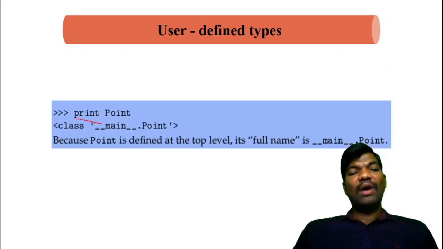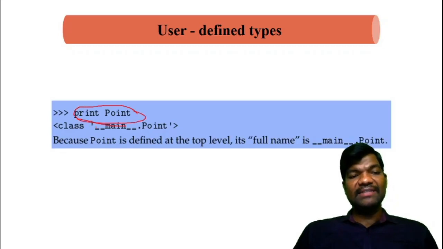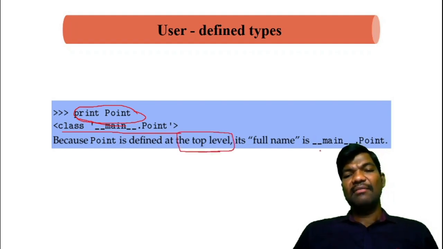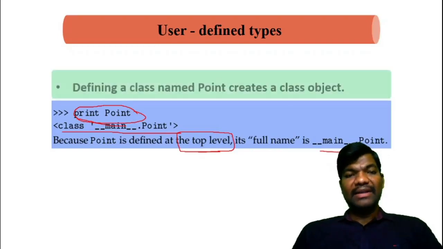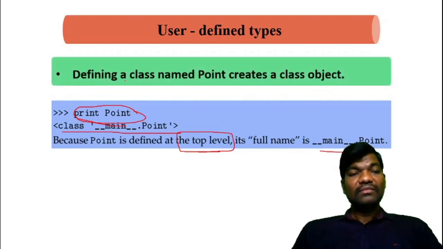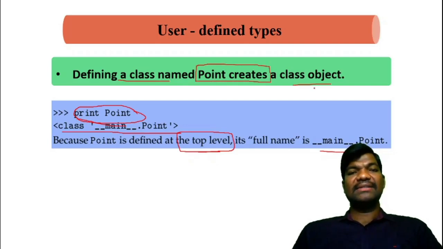So after creating the class, print Point. What will it display? Class __main__.Point. Why is it main point? Because it is at the top level. That's why it is __main__.Point. So we are defining a class named Point, and it creates a class object.